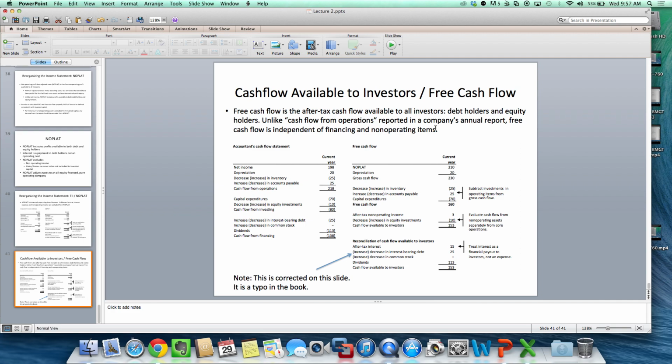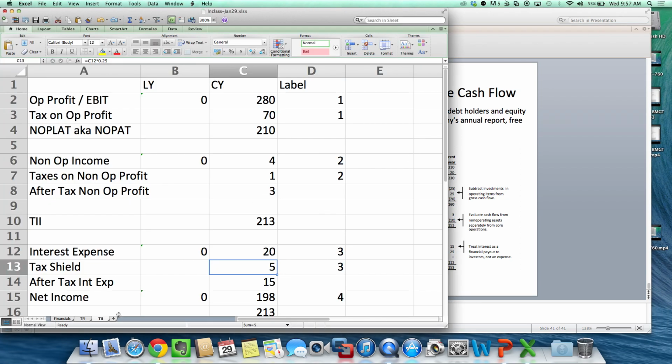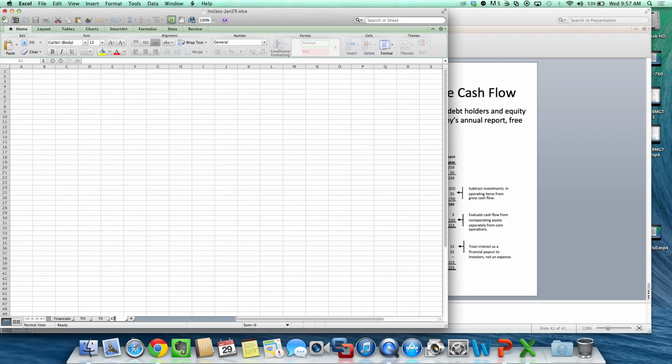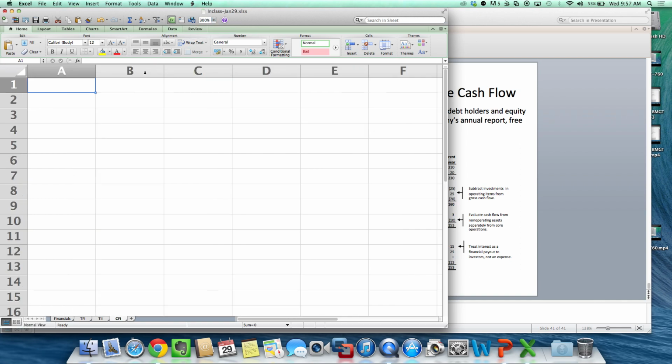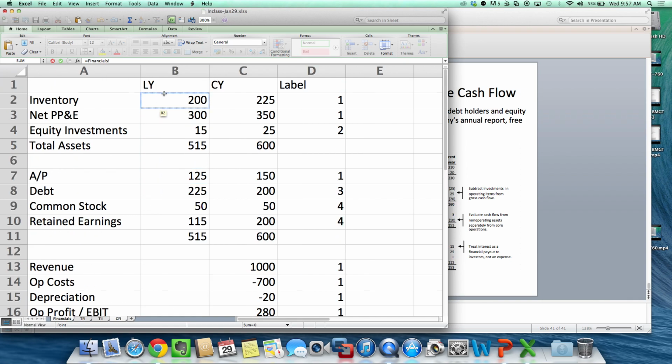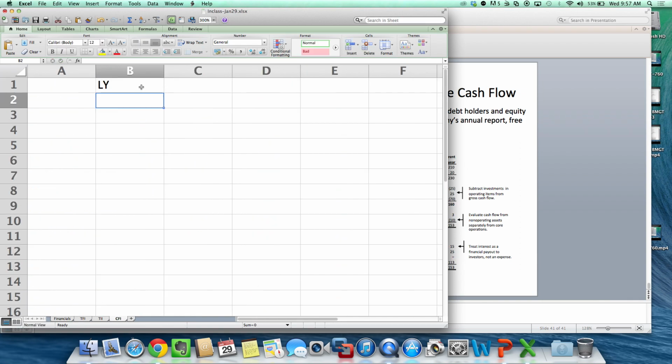Now, the statement on the right, CFI. So here's the key. I'm going to create a third tab in here. I'm going to call it CFI, and I'm going to copy over the same years, so I can copy and paste across my tabs.